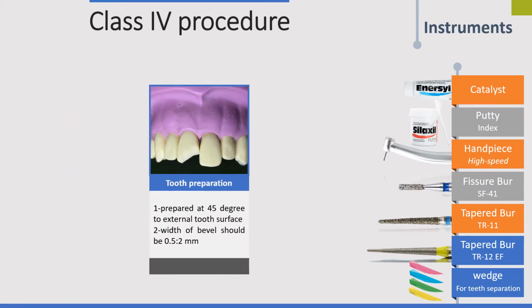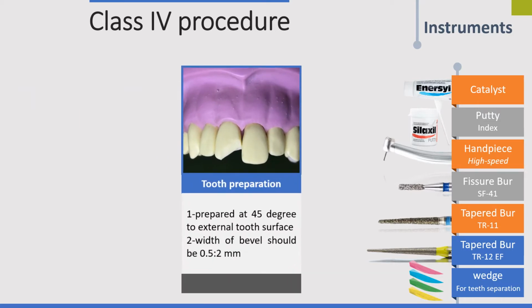Finally, some pieces of advice: during tooth preparation, the handpiece had better be at a 45-degree angle to the external tooth surface. And when preparing the bevel, its width should be from 0.5 to 2 millimeters. The bevel is essential to hide any line of demarcation between the tooth itself and the restoration.